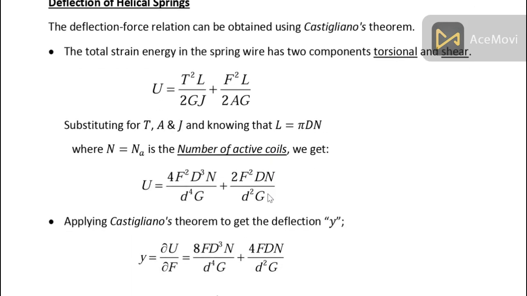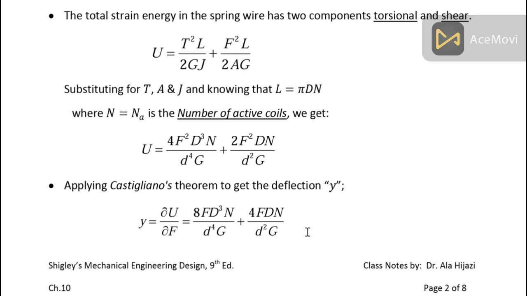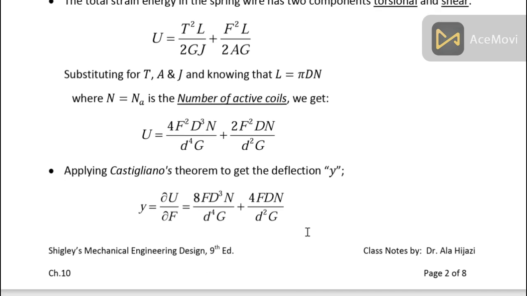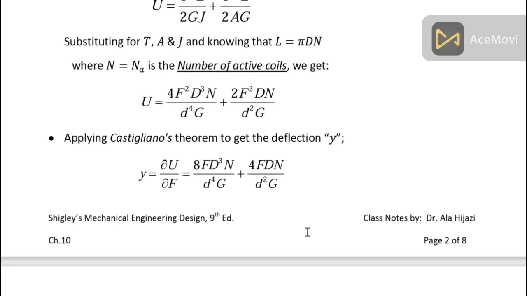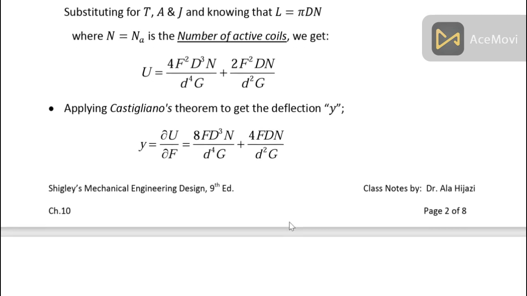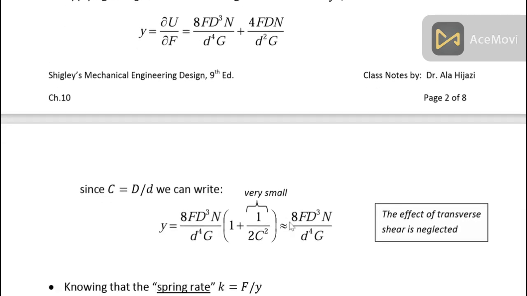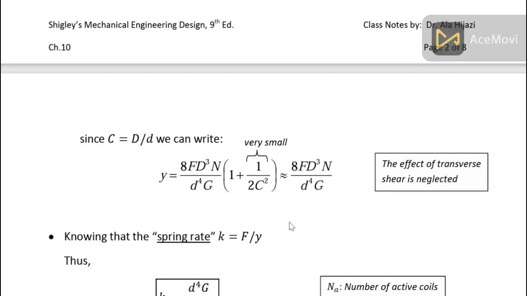Similarly, the strain energy is given by U is equal to T square L by 2GJ plus F square L divided by 2AG, putting in the values used above. Here N is the number of active coils. So U is equal to 4F square D cube N divided by d power 4 G, plus 2F square D N divided by d square G. By applying Castigliano's theorem, we get the deflection.